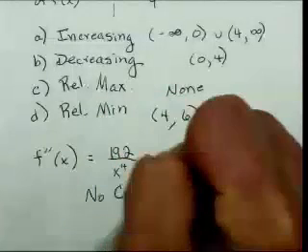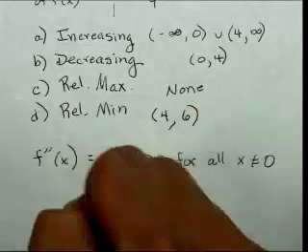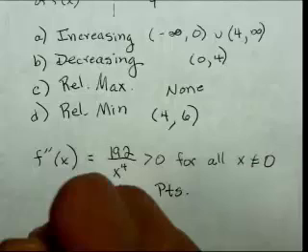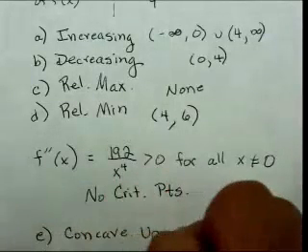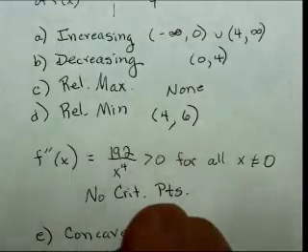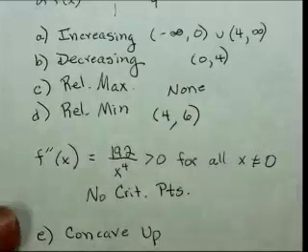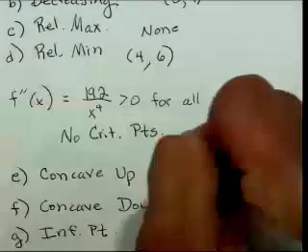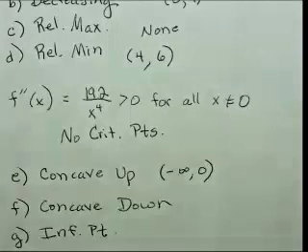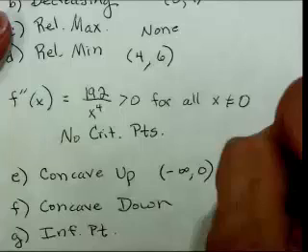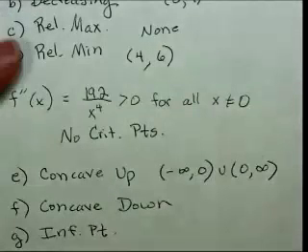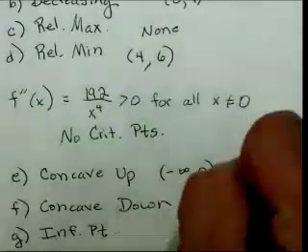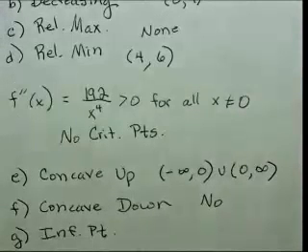And now we can answer questions about where the function's concave up, where it's concave down, and where there are inflection points. Where is it concave up? Everywhere in its domain. Everywhere but 0. I can't say it's concave up at 0 because it doesn't even exist at 0. So here I do need to write these intervals separately. Negative infinity up to 0, not including 0, and then 0 to infinity. Where is it concave down? Nowhere. What about inflection points? If the concavity doesn't change, there are no inflection points.